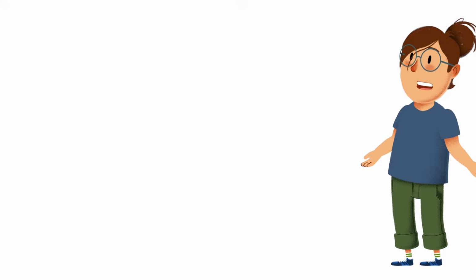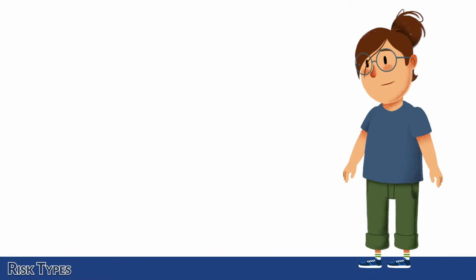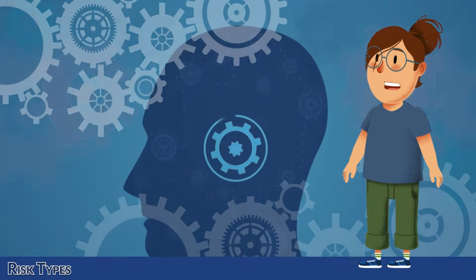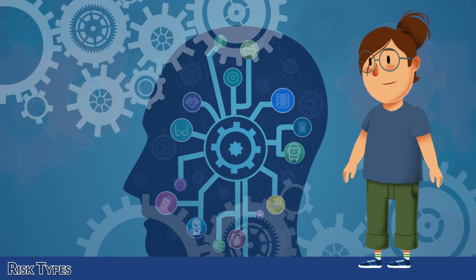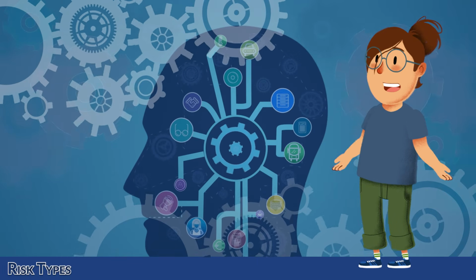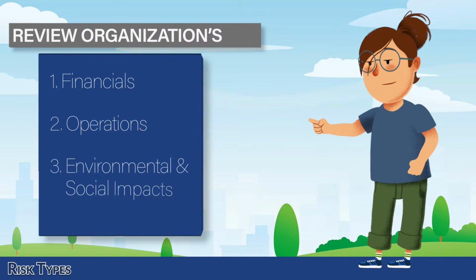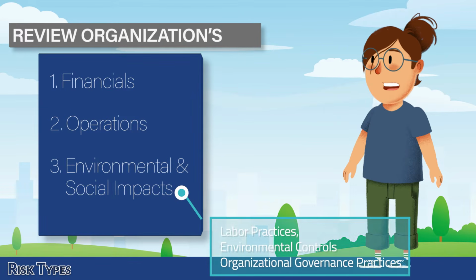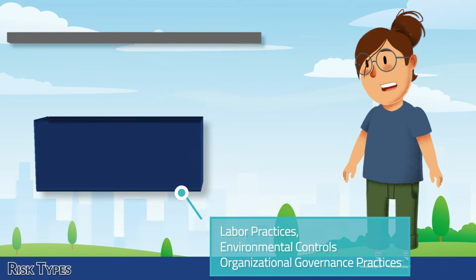But what type of risks are there? There are many different types of risk a third-party relationship can impose upon an organization. TPRM programs are no longer focusing on only cyber risk, as there is an increased need to expand their risk view. Now, it is necessary for TPRM programs to review an organization's financials, operations, and even environmental and social impacts. Social impacts relate to labor practices, environmental controls, and organizational governance practices.